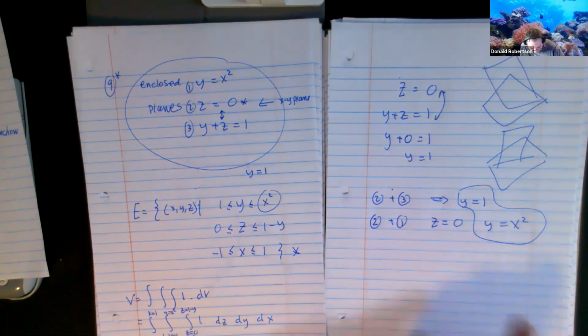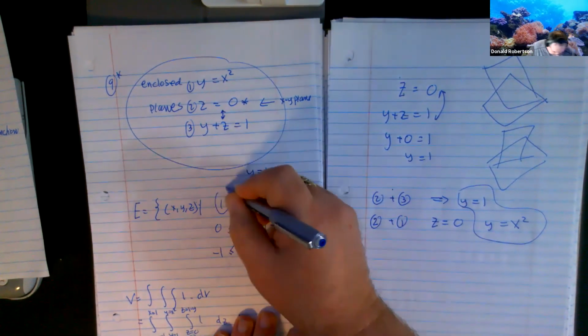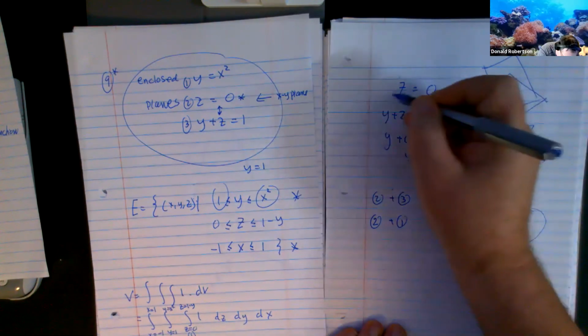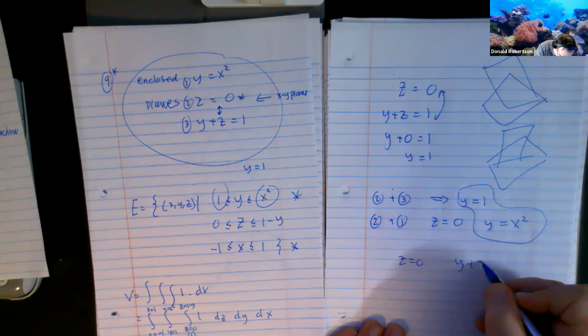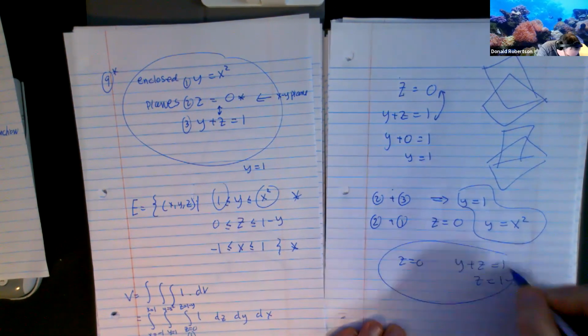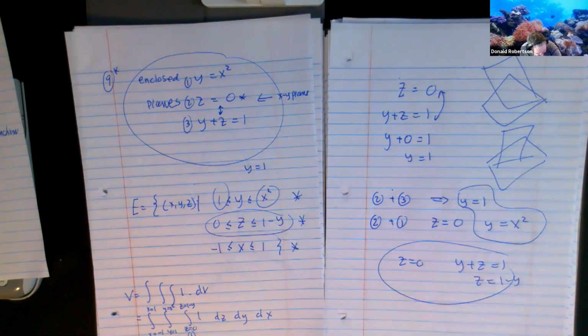Okay. So you're done. Now what about the z's? Well, if you take this one, z equals 0, and you rearrange it, you get the z's, which is where they come from.